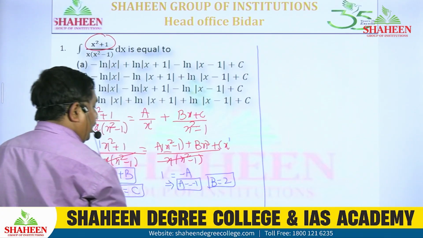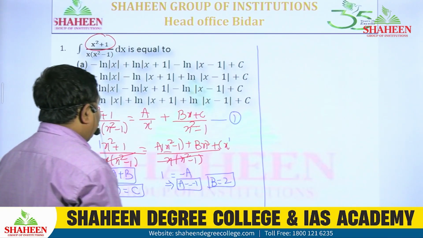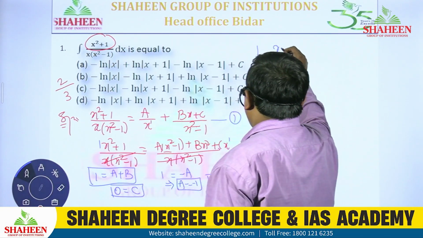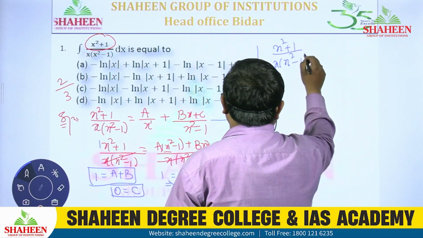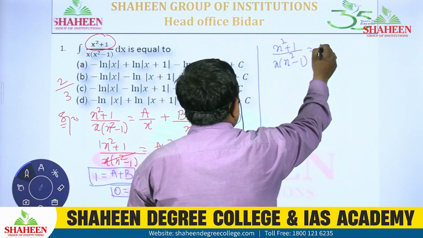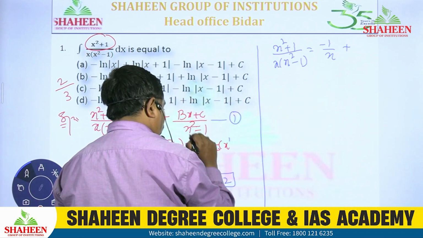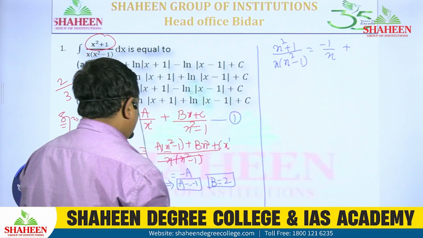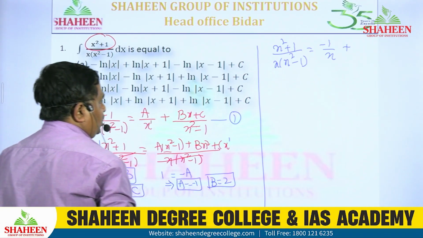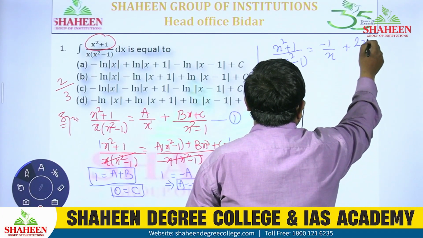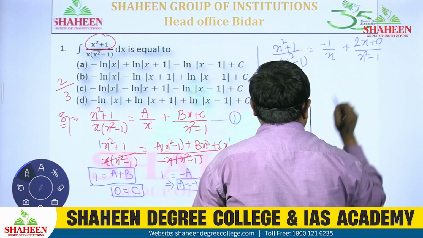Substituting the a, b, c values in equation number 1, it changes to x square plus 1 divided by x into x square minus 1 equals, what is the a value? Minus 1 divided by x. And the b value is 2, so 2 into x is 2x, plus c, the c value is 0, divided by x square minus 1.